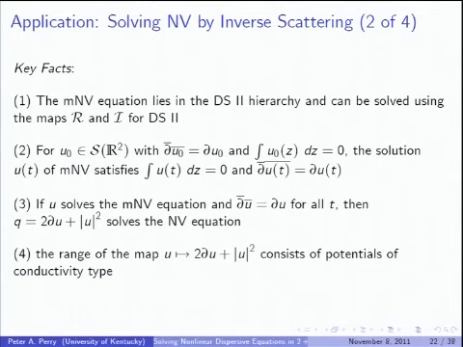continues to preserve these properties. Okay? So that's very important. I must have that. That's a separate exercise that I won't talk about. And the third fact, which is really a calculation, is that if u solves the modified Novikov-Veselov equation and obeys this condition for all time, which we know is guaranteed by the initial data, by fact 2, then this object solves the Novikov-Veselov equation. And then finally, the range of this map is basically the potentials of conductivity type.